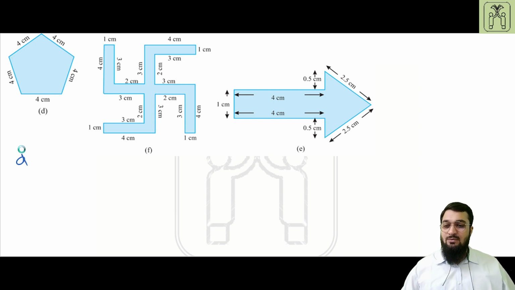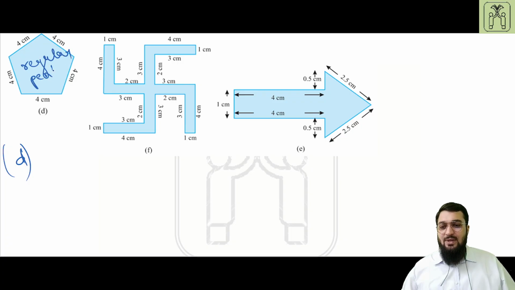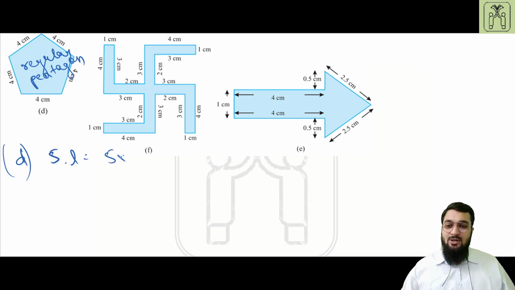So first of all, we'll do D, and that will be 4, 4, 4, 4, 4. So this is a regular pentagon, and the perimeter of a regular pentagon is always 5 into L, and that is 5 into 4 centimeters, and that will give you 20 centimeters.